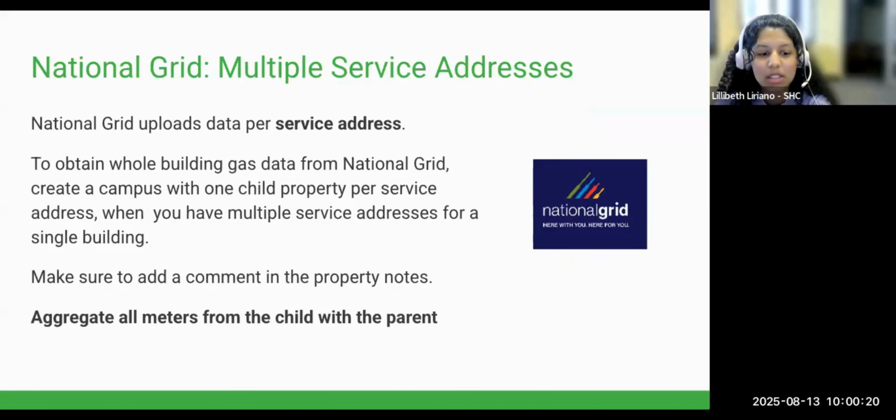Because National Grid uploads per service address, in order to obtain whole building data, you will need to create a child property per service address. Also note that this is only for National Grid service territories, so that covers Brooklyn, Staten Island, and parts of Queens. And as a reminder, we always want to associate our meters from the child properties up to the parent.